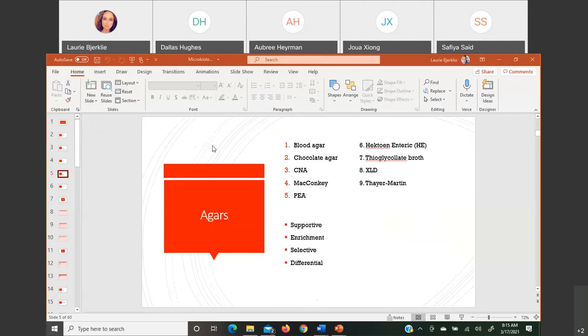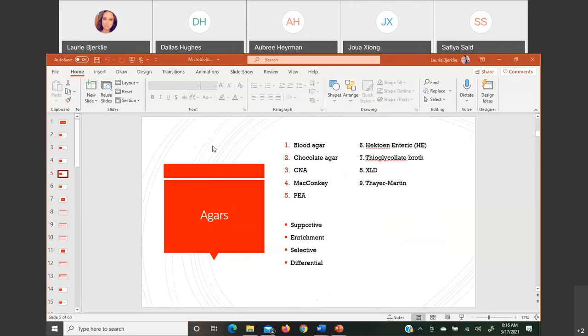So a lot of labs will use MacConkey. If they're not using MacConkey, it's because they're using EMB agar instead. So I don't have EMB on this page here, but EMB agar would be the same purpose as MacConkey, selective and differential, looking for gram negatives. And when those gram negatives grow, they can put them into lactose fermentation categories. So if it's a lactose fermenter on MacConkey, it'll show up like a purpley color. If it's a non-lactose fermenter, it'll be clear.